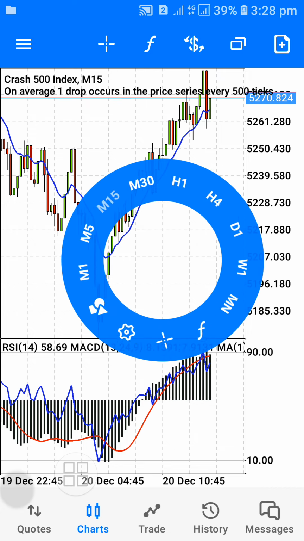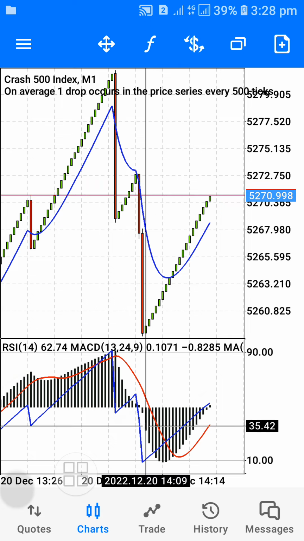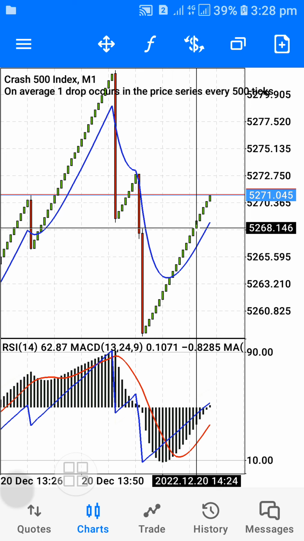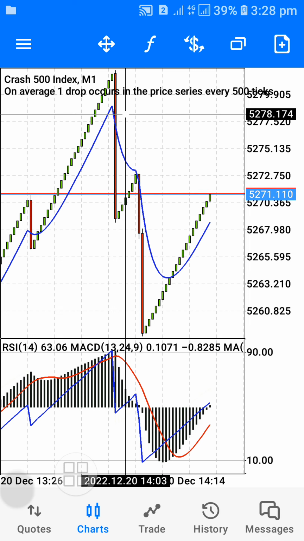You know, this is crash. So I'm going back to my M1, my 1-minute time frame. Now, if I am to trade here, which I have traded here already, I've gotten this. So if I'm to trade here now, I want to wait. I will not trade here again because the market has gone already. So I want to wait for these spikes to come up again.